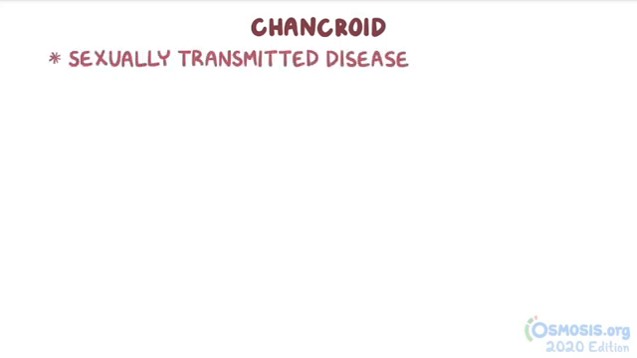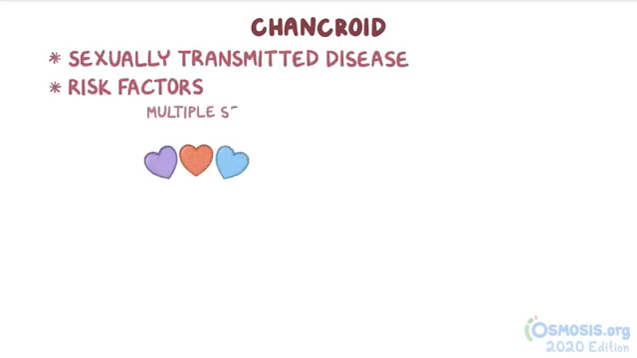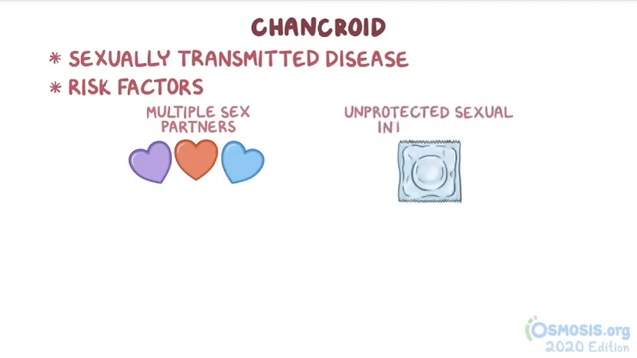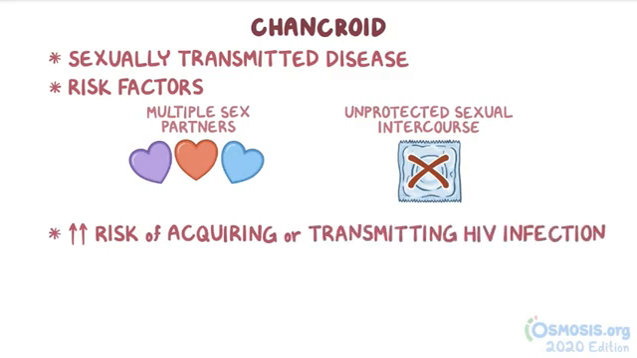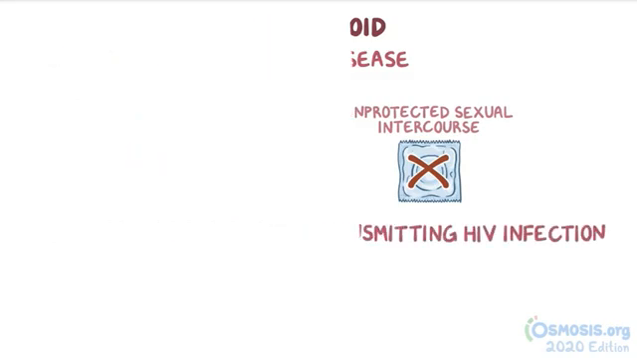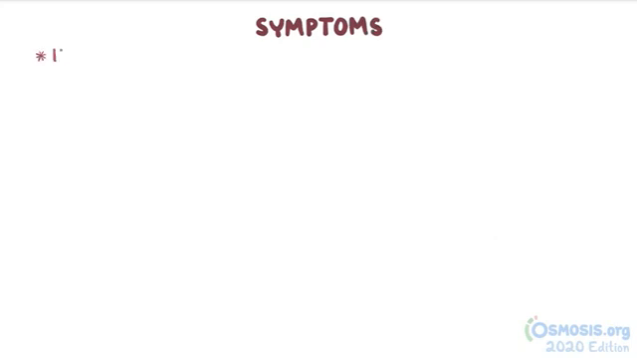Now, Haemophilus ducreyi causes a disease called chancroid, which is a sexually transmitted disease. Risk factors include multiple sex partners or unprotected sexual intercourse. Also, people with chancroid have a higher risk of acquiring or transmitting HIV infection. A hallmark symptom of the disease is the soft canker.